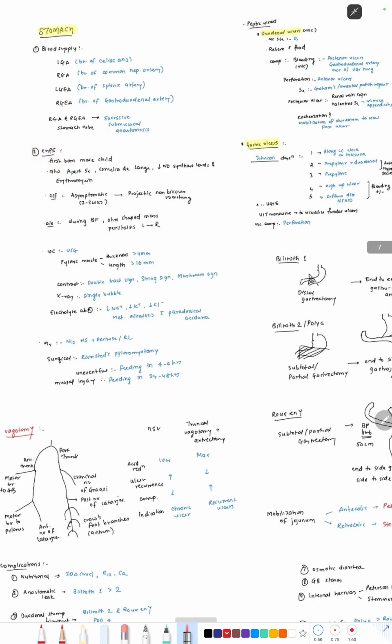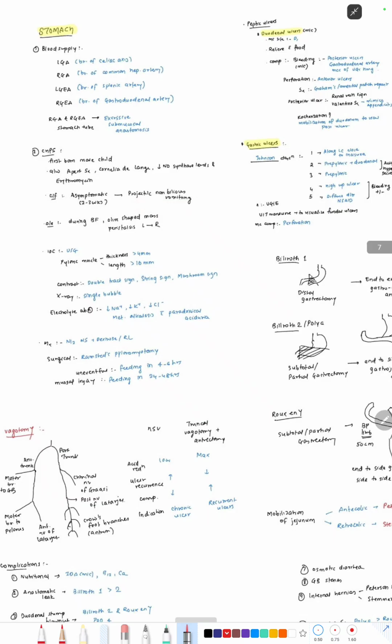It generally happens in the firstborn male child, associated with Apert syndrome, Cornelia de Lange, decreased nitric oxide synthesis levels, and erythromycin. Initially, the patient is asymptomatic for 2 to 3 weeks. This is something that makes it different from duodenal atresia. In duodenal atresia, the child is symptomatic from birth itself, while in CHPS, the patient is asymptomatic for the first 2 to 3 weeks. Then there is projectile non-bilious vomiting.